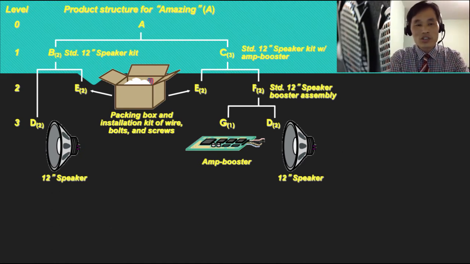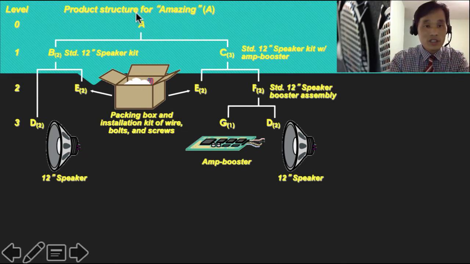Now, let me ask you this question. How many Bs do you need to make 50 Awesome Speakers? On your left side, the bill of materials says that you need 2 Bs to make 1 A. To make 50 As, you multiply by 2, because 1 A requires 2 Bs. So 2 times 50 As will give you 100. So you need to have 100 Bs. What about Cs? How many Cs do you need? 1 A requires 3 Cs, therefore 50 As will require 3 times 50, which is 150.